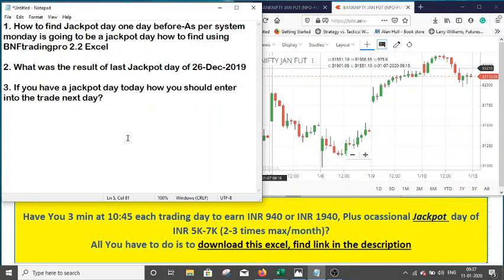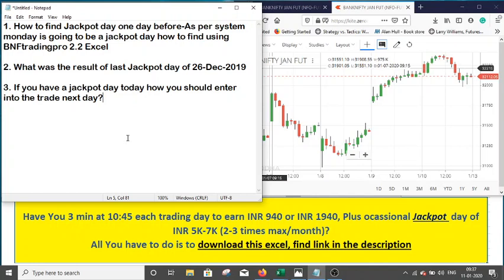Hi everyone. Today I will discuss three things. One, how to find jackpot day one day before. That means by jackpot day, we are trying to say that a big movement is expected in the market. So how to find jackpot day one day before? As per the system, Monday is going to be a jackpot day.